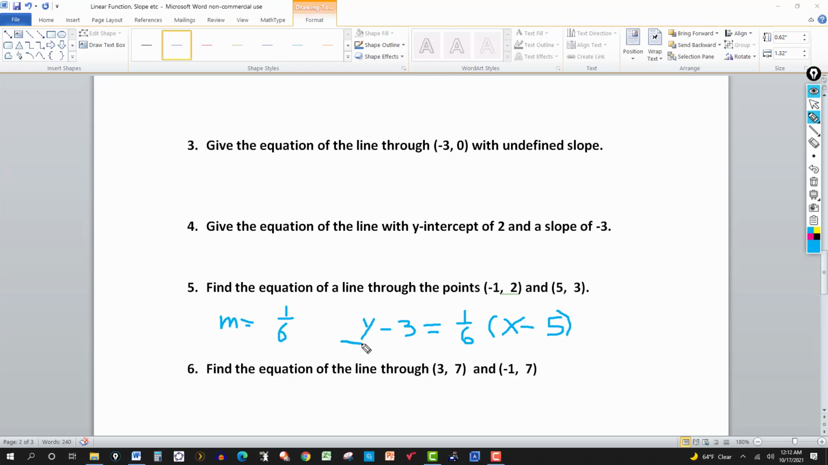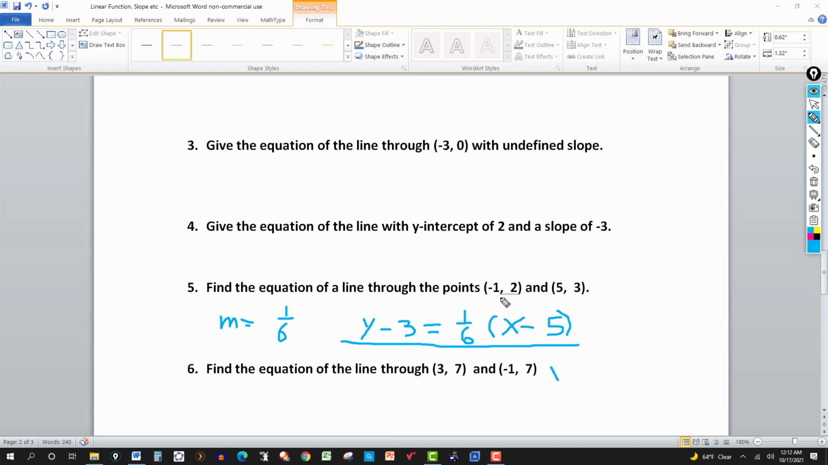Sometimes they're going to ask you to give the answer in a certain form. So if they say find the equation of the line and leave your answer in point slope form, then you can leave it this way. Now, if you use the other point, it would be like this.